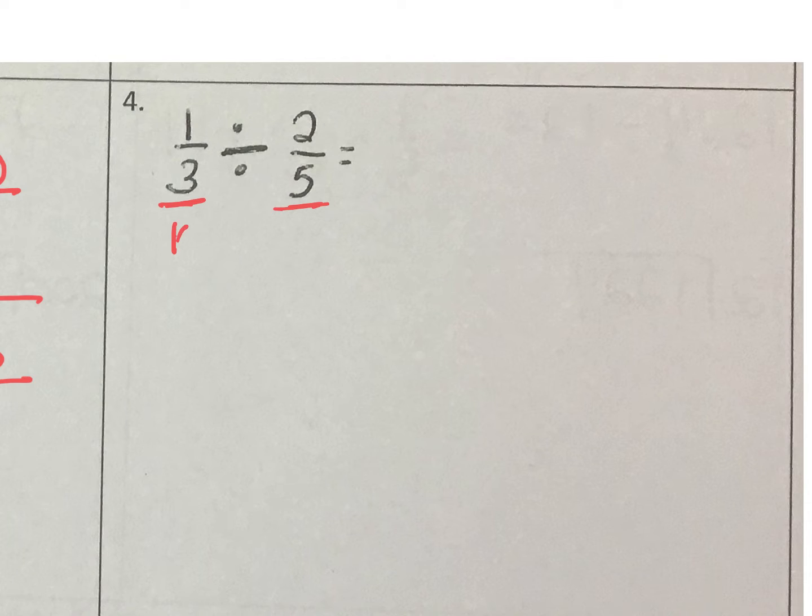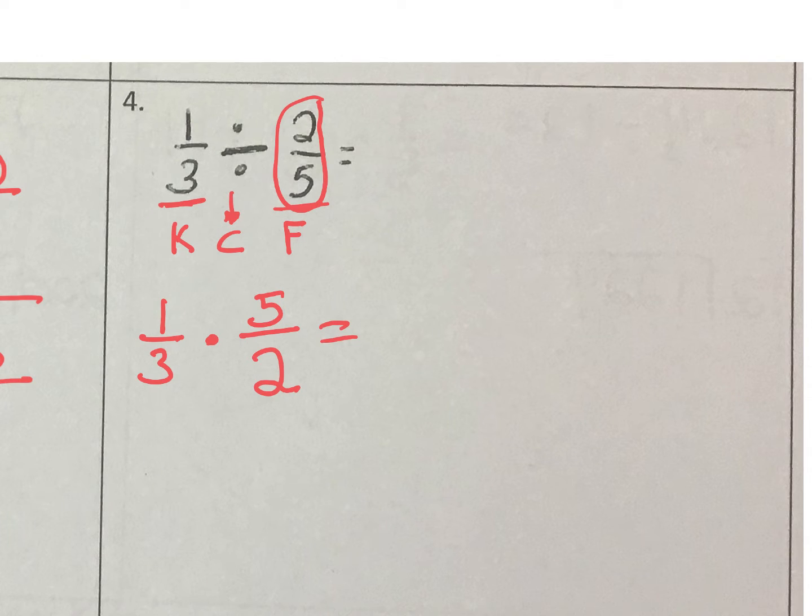I have to do the keep, change, flip. Or keep, flip, change, whatever you like. It just has to keep the first one has to stay exactly the same. You have to change the division into multiplication, and you have to flip these, or do the reciprocal of it. And since you have 2/5 here, I'm going to flip it. The reciprocal would be 5/2.